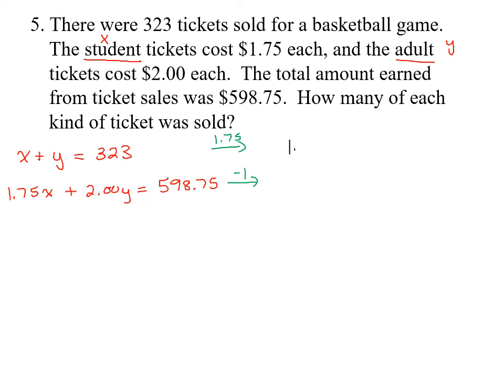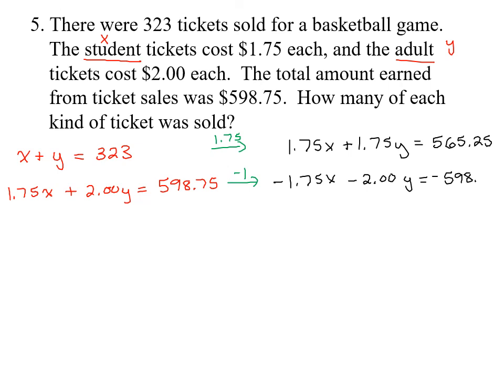So we end up with $1.75x plus $1.75y equals, and then I would multiply the $1.75 times the 323. That's $565.25. The bottom one just becomes negative 1.75x minus $2 on the y, and a minus $598.75. And again, using a little bit of logic, your x and your y have to come out to whole numbers here because you can't have half of a person going in the game.